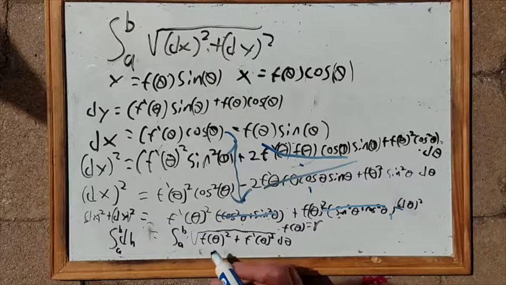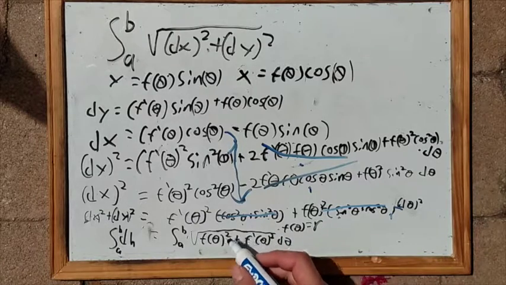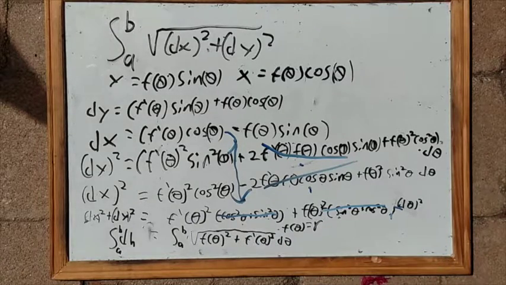And so you end up getting f of theta squared plus the derivative of f of theta squared, and that simplifies to this when you plug it into the dh formula. And you know that f of theta is equal to r.